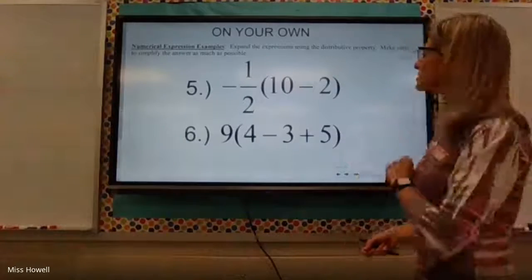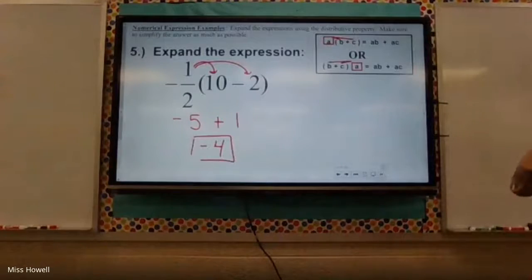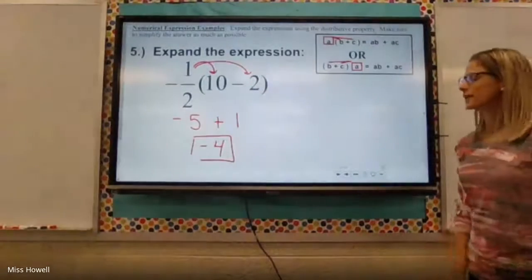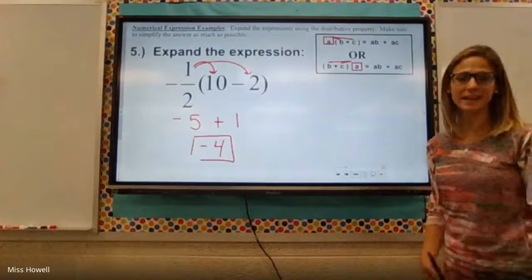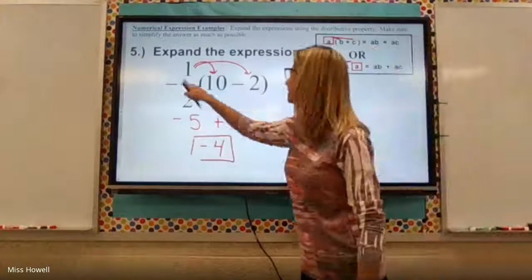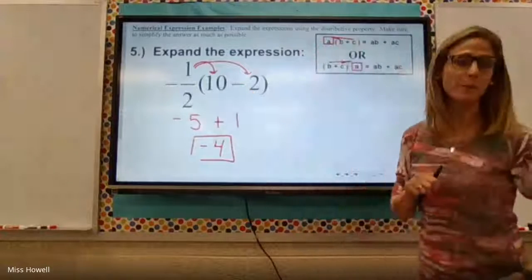Hopefully you've done your 2 extra problems. For number 5, we're distributing a negative 1/2. We would get a negative 5 plus positive 1, which would give us a negative 4. Be careful with your sign here. Negative times this negative would give you a plus or a positive down below.